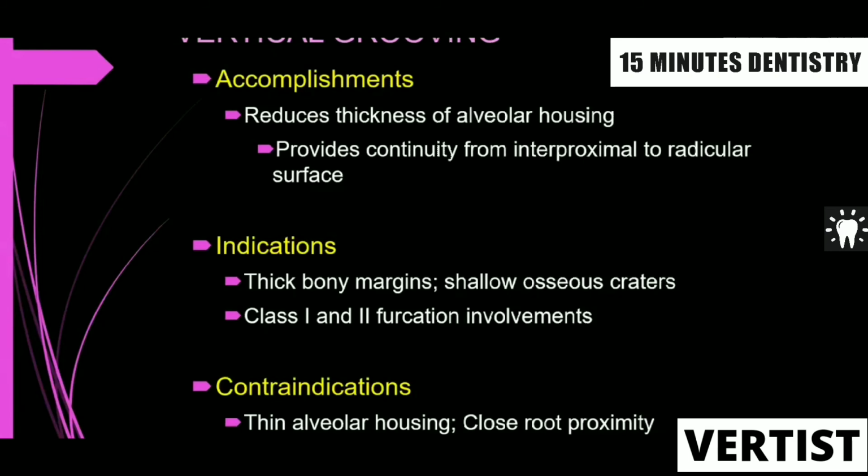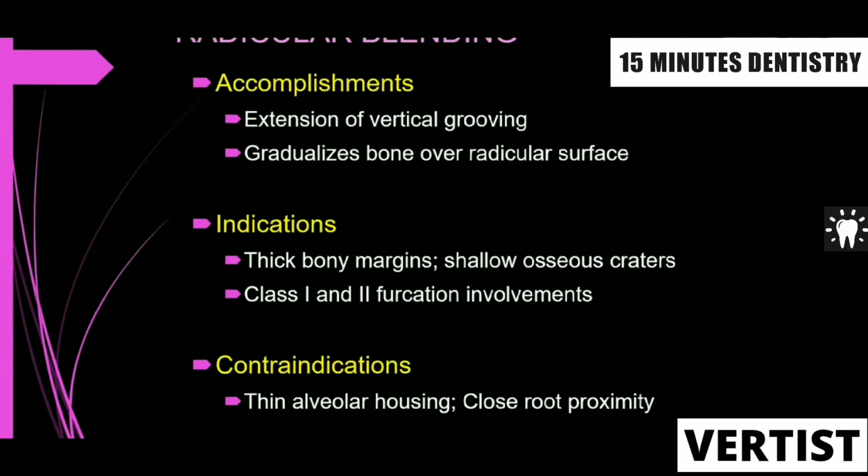It reduces the thickness of the alveolar housing and also provides a continuity from the interproximal to the radicular surface. It is indicated whenever there are thick bony margins, shallow osseous craters, and class 1 furcation involvements, and contraindicated whenever there is a thin alveolar housing and close root proximity, so that it can damage the roots. Whereas radicular blending is the extension of vertical grooving.